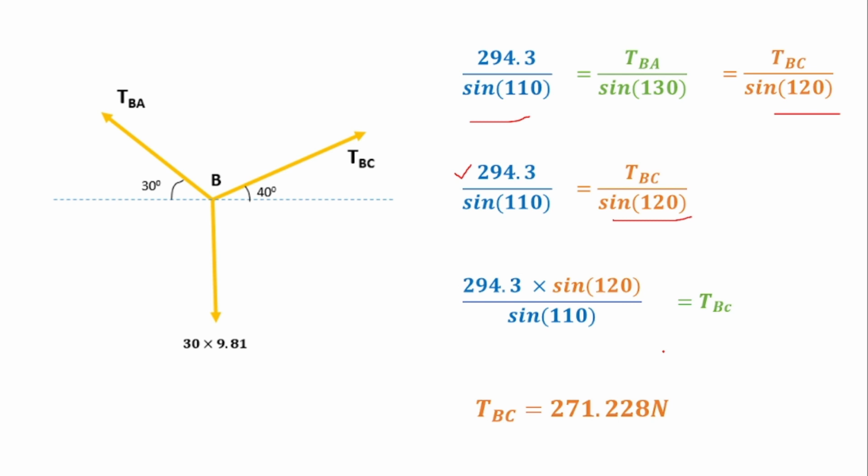So in this way, using simple Lami's theorem, we can find the value of TBA and TBC in the easiest way. You can apply the conditions of equilibrium here, that is summation Fx equals 0 and summation of Fy equals 0, to calculate the value of TBA and TBC. But Lami's theorem will give you the results quickly and it is very easy to calculate and there are very less chances of getting wrong results.